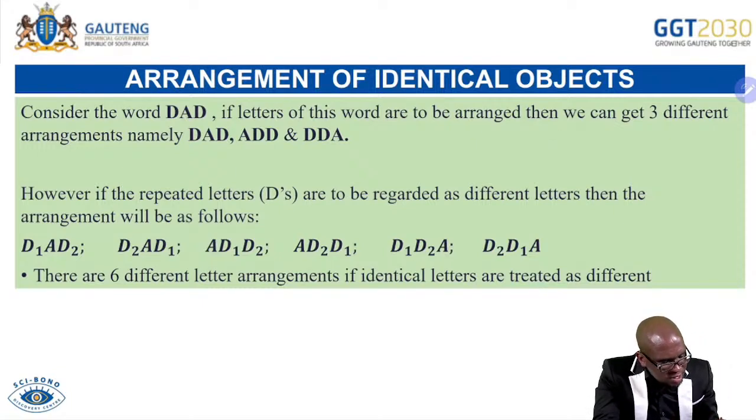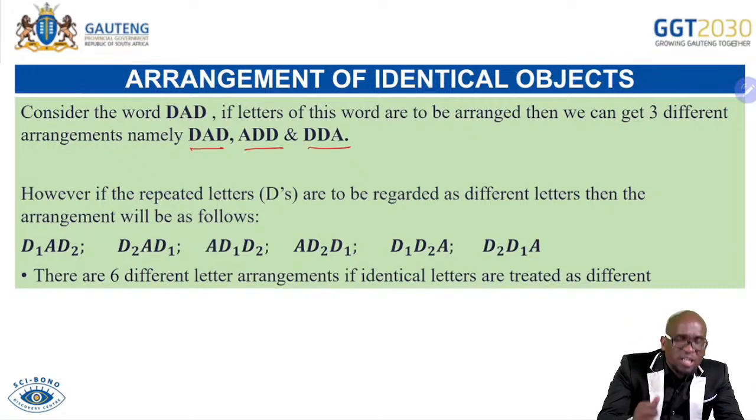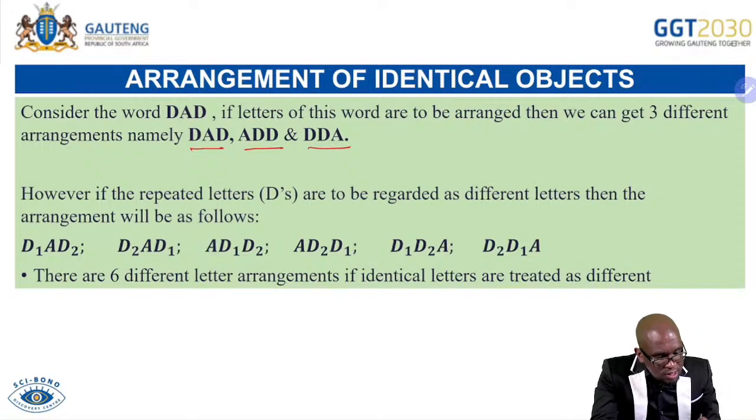Arrangement of identical objects. Now, if we consider the word DAD, if the letters of the word are arranged, then we can get 3 different arrangements: DAD, ADD, or DDA. If we want to arrange these letters, it's 3. You can see that it's 3 ways that we can do it.